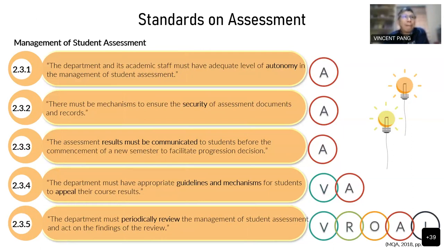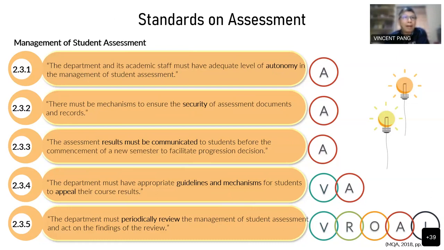With number four, the department, which can be the faculty or the program, must have appropriate guidelines and mechanism for students to appeal their course results. This is also related to validity because when the assessment is valid, there's less chance of appeal.